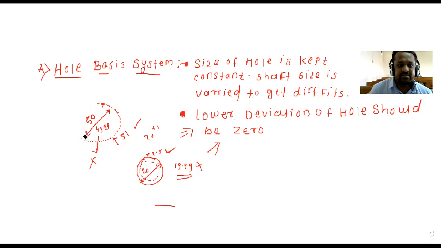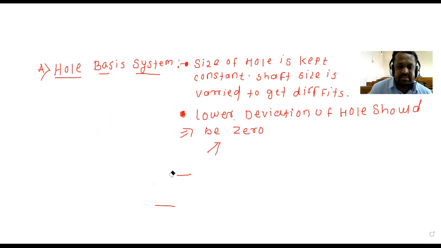Okay, so which points do you have to remember in the hole basis system? The size of the hole is kept constant and the size of the shaft we vary to achieve the different fits. And the important point is that in the hole basis system your lower deviation should be 0, and we can vary the upper deviation, no problem. Understood those two points?